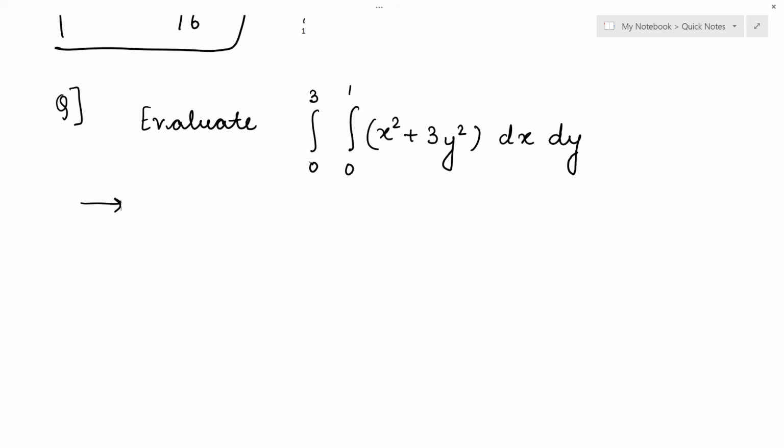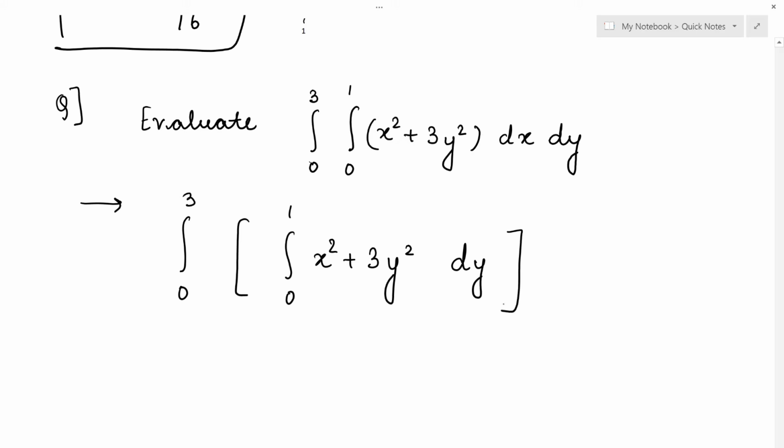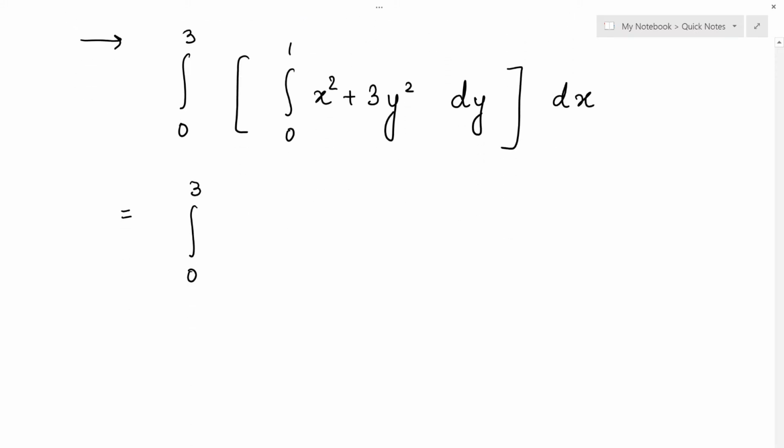Let me integrate with respect to y first in this case. Let us integrate with respect to y first and then I will integrate with respect to x. So outer limits will be 0 to 3. Now let us integrate this.